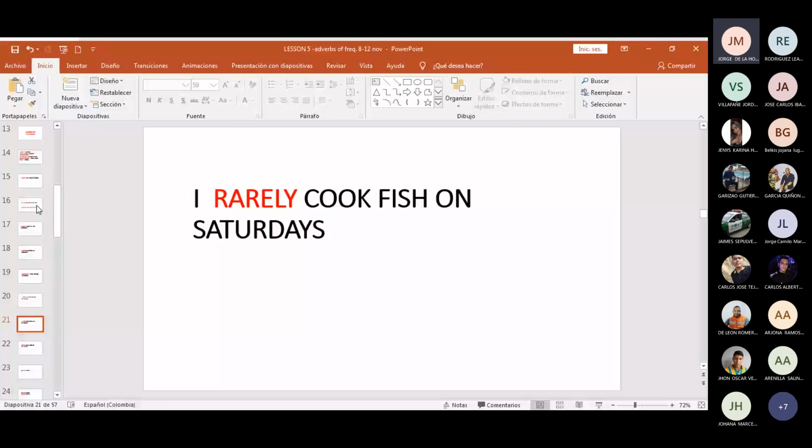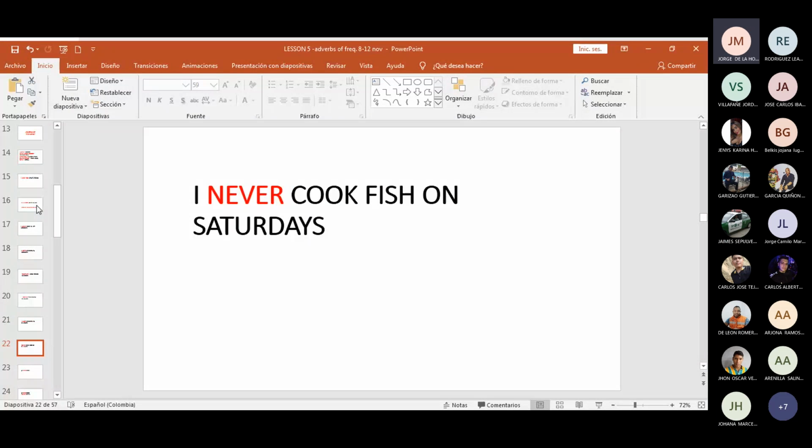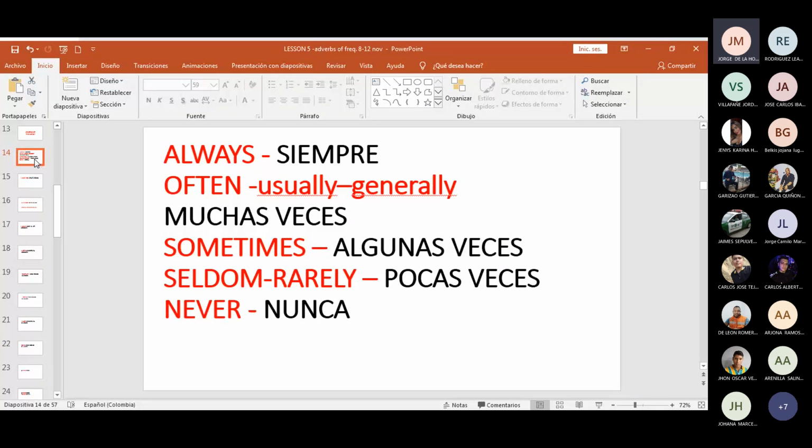And the last one is going to be, students, excuse me, never. I never cook fish on Saturday. Remember, students, never is nunca, because it's an activity that you are going to use to indicate that you never do the activity. So, remember, los adverbios de frecuencia los usamos para indicar con qué frecuencia hacemos las cosas. So, we are going to use always, often, usually, generally, sometimes, seldom, never.